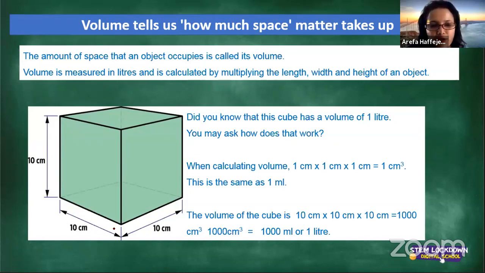Before we measure the volume of this actual cube, I want to show you how to calculate the measurement of 1 milliliter. So 1 milliliter is equal to 1 centimeter cubed. We worked that out by measuring the length, which was 1 centimeter, the width, which is 1 centimeter, and the height, which is 1 centimeter. So the volume of 1 milliliter is equal to 1 centimeter cubed.